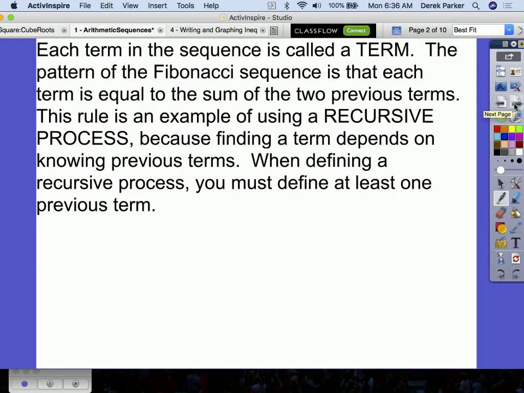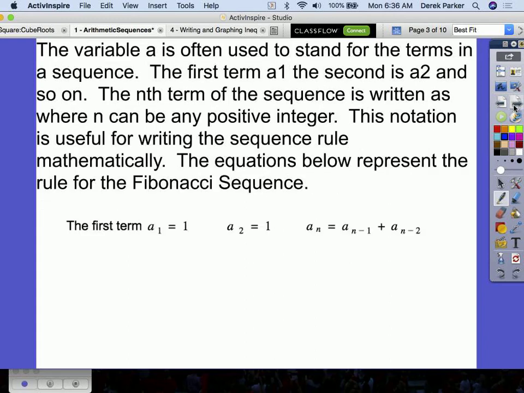This rule is an example of a recursive process because finding a term depends on knowing previous terms. When defining a recursive process, you must define at least one previous term.